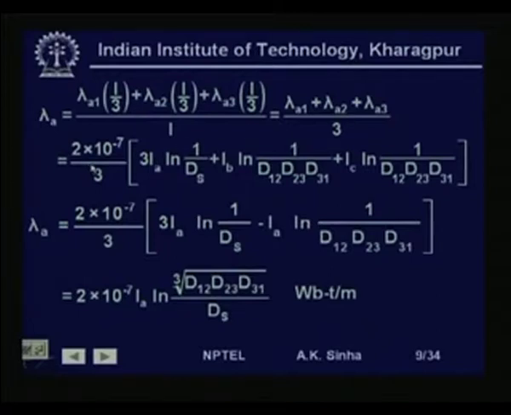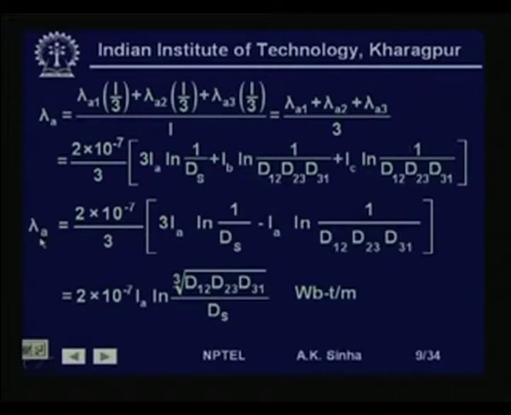This, when we substitute the values of lambda A 1, lambda A 2 and lambda A 3, comes out to be 2 into 10 to the power minus 7 divided by 3 into 3 I A log n 1 by d s plus I B log n 1 by d 1 2 into d 2 3 into d 3 1 plus I C log n 1 by d 1 2 into d 2 3 into d 3 1, which will finally turn out to be, because we can now combine these two terms I B and I C terms, because the denominator, the two log n terms are same.